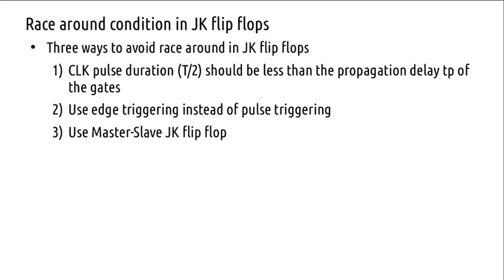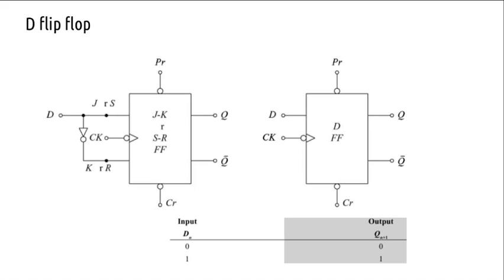You can either keep your clock pulse duration much less than the propagation delay. That can be a possibility. That means you can have a very small clock. That's not a very practical solution. You can use edge triggering. That is a very good solution. Usually this happens in the case of pulse triggered.